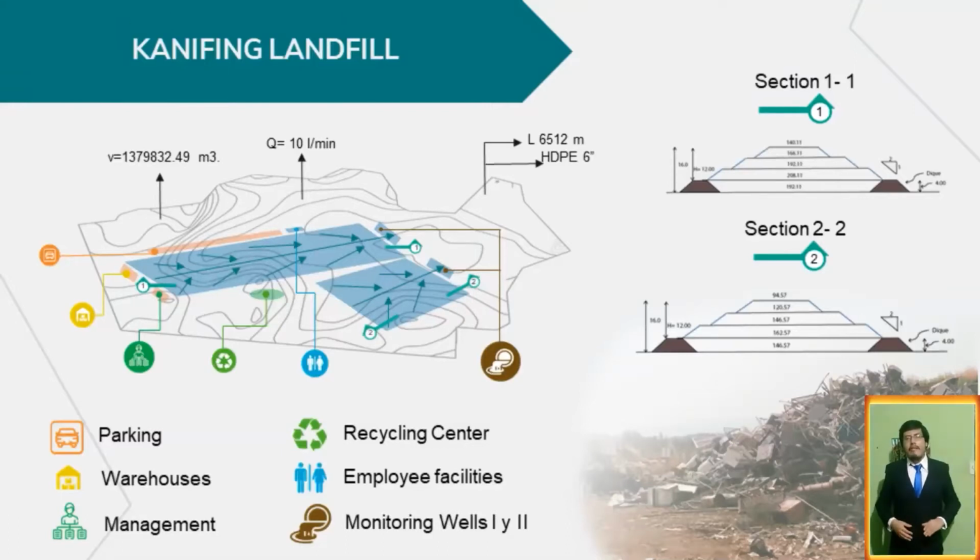The filling is designed by the area method and a volume of 1,379,000 cubic meters has been obtained. The cells have a daily disposal of 266 tons of weight. It has a thickness of 0.20 meters of compact soil between cell levels and 0.60 meters of soil in the final level. In the design, there are HDPE pipes of 6 inches and 6,512 meters of leachate drainage.